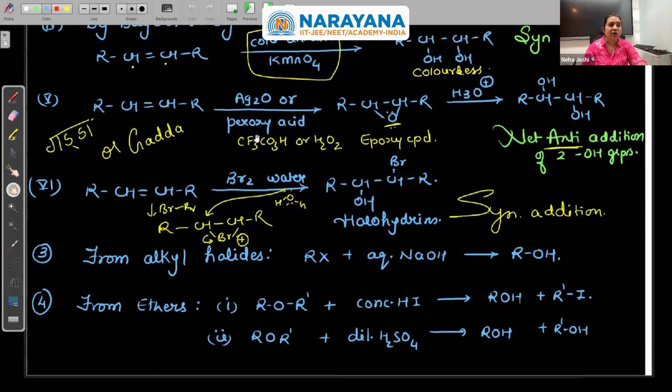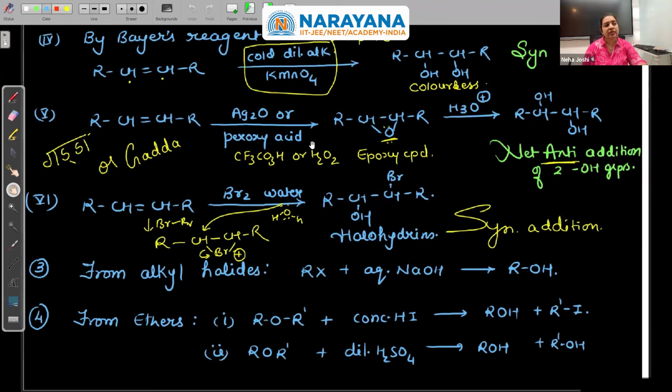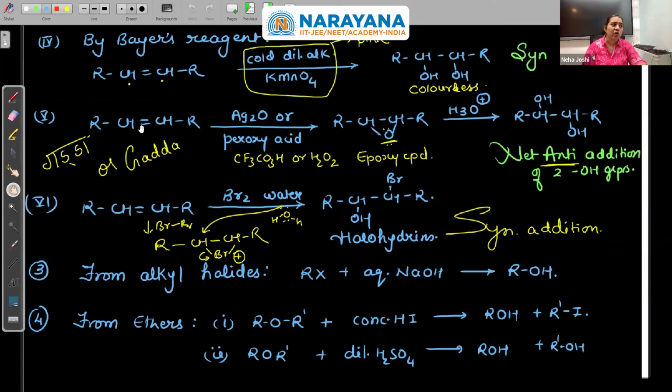Ag2O or peroxy acid or CF3CO3H or H2O2, these types of reagents can also cause epoxidation. But remember, if on the arrow they write only Ag2O or only CF3CO3H or only H2O2, then do not assume that they are taking hydrolysis. Stop the reaction at epoxidation.